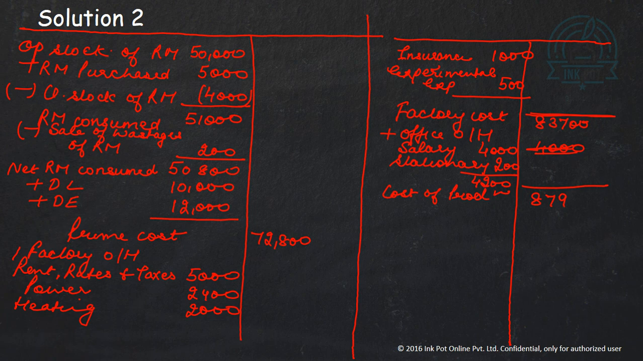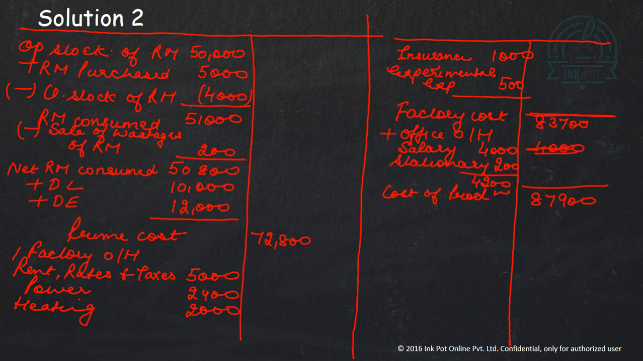Now what we are going to do is add selling and distribution overheads to this. But before that, we have opening and closing stock of finished goods. I told you earlier that opening and closing stock of finished goods are to be added with the cost of production. We have three types of opening and closing stocks. We have opening and closing stock of raw material, which is added with the raw material purchased to find out raw material consumed, just like we have done in this question. Opening stock of raw material, closing stock of raw material, and we calculated the raw material consumed, right?